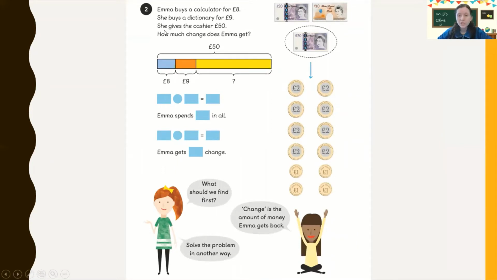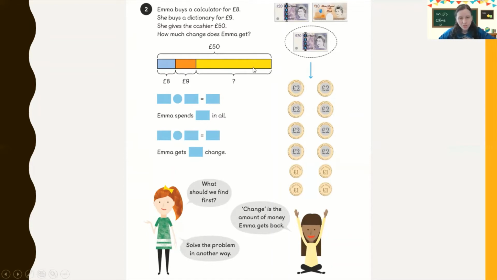She buys a dictionary for £9. She gives the cashier, that means the person at the shop, £50. How much change does she get? Excuse my hiccups. So she gives the cashier £50. That's this whole thing. But she's only spending £8 and £9. So she's owed quite a lot of change.